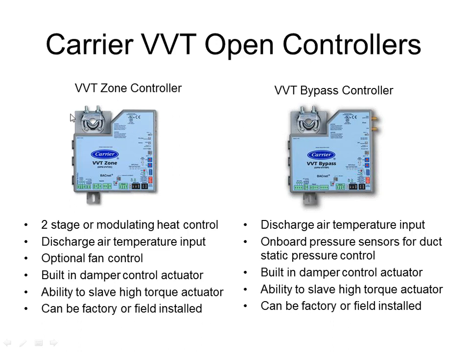But all these controllers have those outputs for electric heat or modulating heat that we talked about before, 1 to 3 stages of electric heat on a hot water, modulating electric. It can do optional fan. If you have a fan powered box, you can slave the high torque actuator off of them. Everything on these controllers is pre-built from the factory. You just need to tell it what it needs to do.